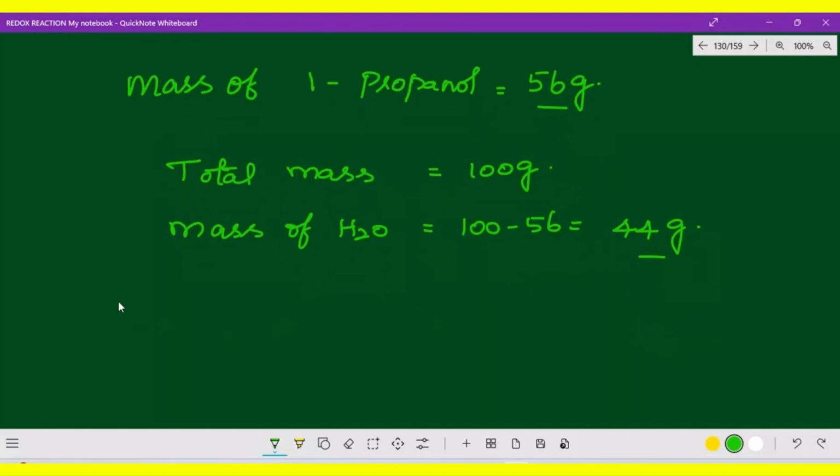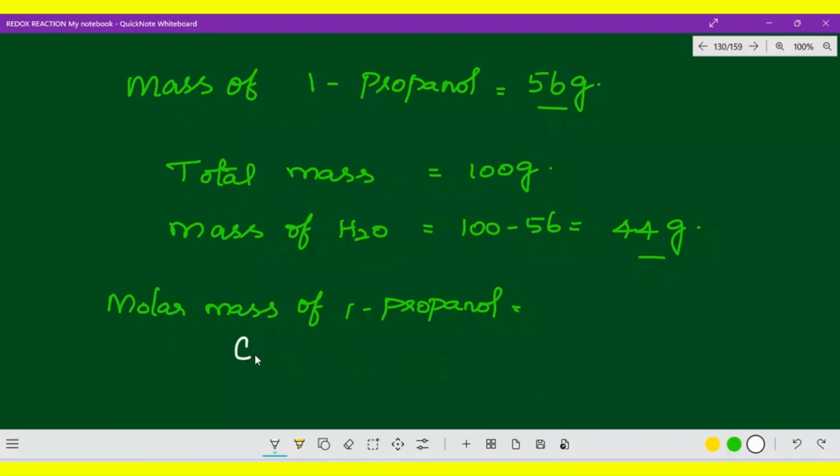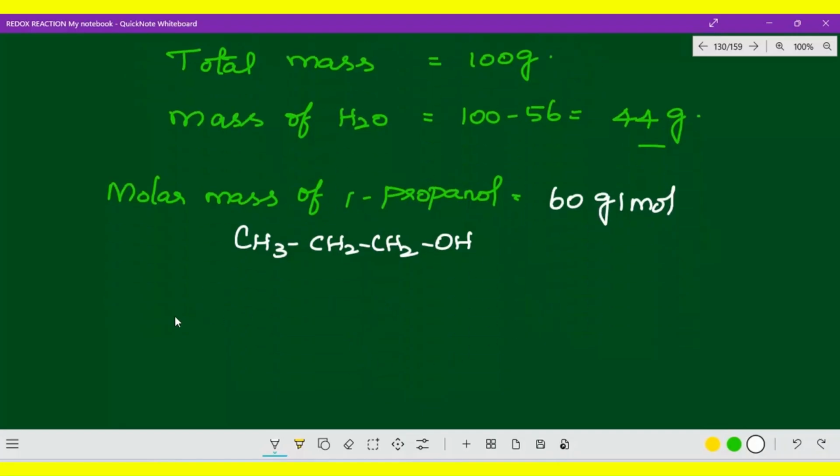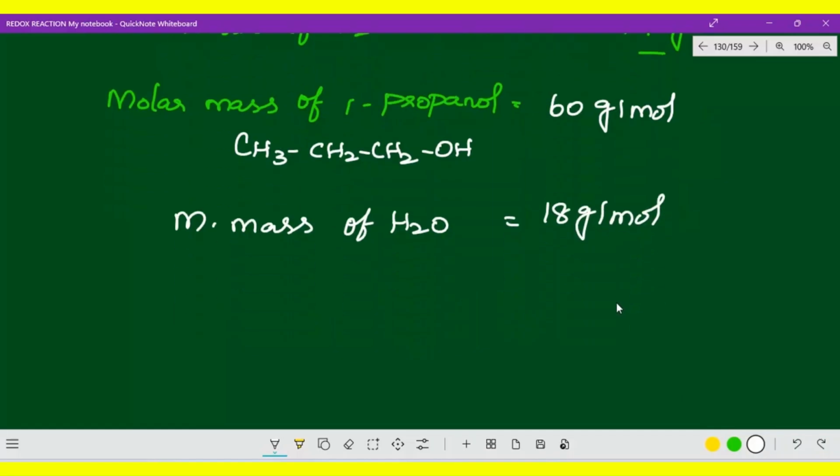So molar mass of 1 propanol. It is actually CH3, CH2, CH2OH, right? So how much altogether when you calculate it? Here 60 gram per mole. Right, now molar mass of water. You know very well, universal: it is 18 gram per mole.